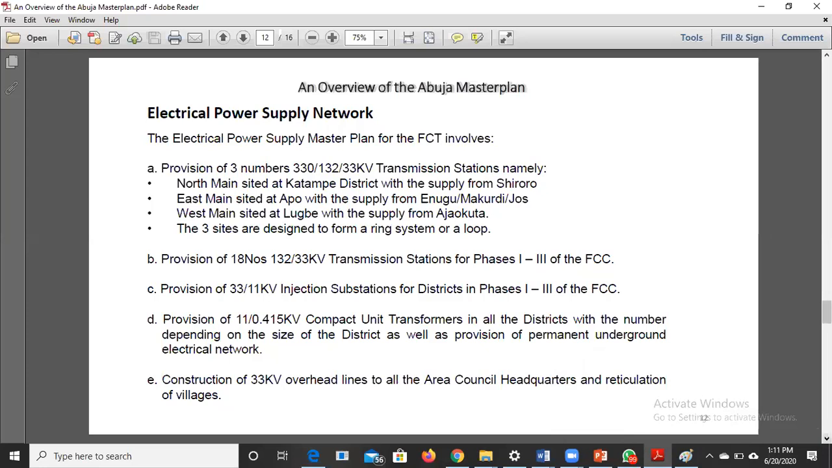Also, we have 33 kV overhead lines to supply power to the area council headquarters and villages around. So those are regional areas.